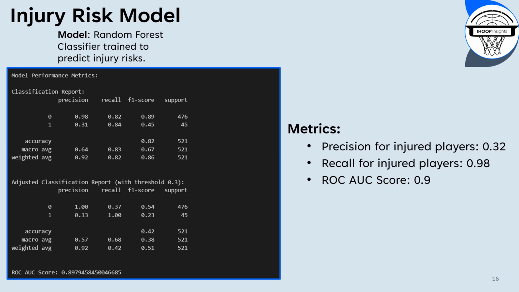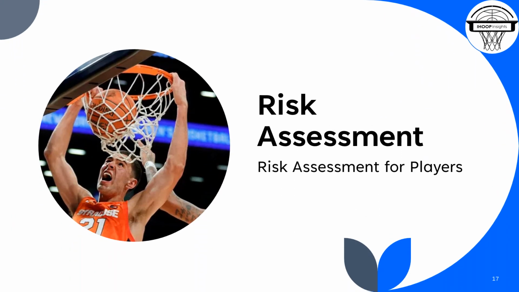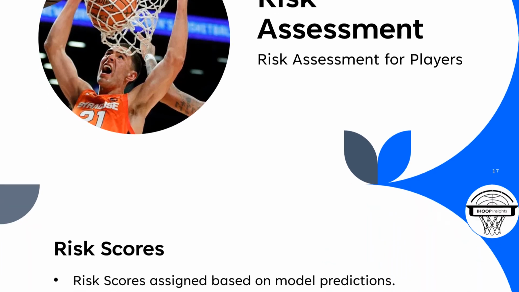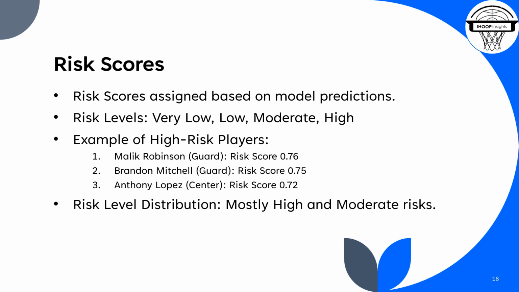Coming to the next slide, we are going to talk about the risk assessment for the players. We calculated a risk score and assigned it to each player to categorize the players into 3 or 4 domains. In the next slide, we can see what these domains are. Yeah, we have risk levels as very low, low, moderate, and high.